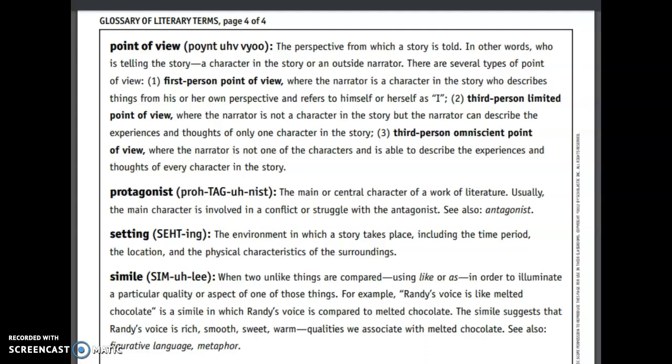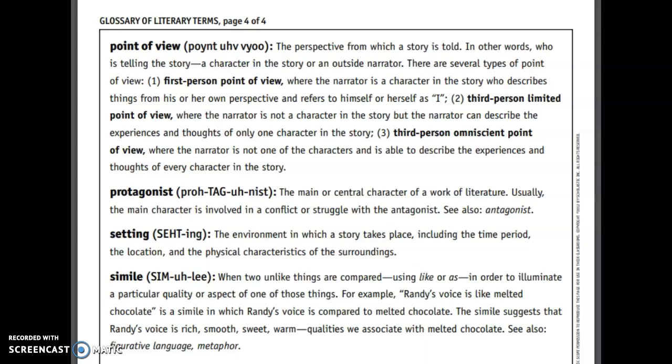First-person point of view is where the narrator is a character in the story who describes things from his or her own perspective and refers to himself or herself as I. Third-person limited point of view is where the narrator is not a character in the story, but the narrator can describe the experiences and thoughts of only one character in the story. Another kind of point of view is third-person omniscient point of view, where the narrator is not one of the characters and is able to describe the experiences and thoughts of every character in the story.